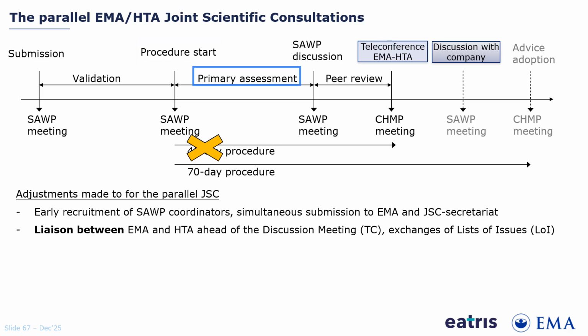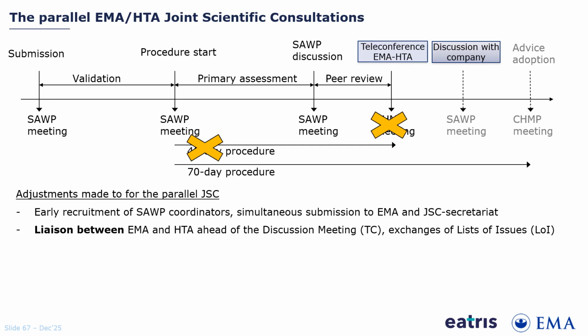The primary assessment is then carried out by the HTA assessor and co-assessor on HTA's side and two scientific advice working party coordinators on EMA's side. Ahead of the discussion meeting, there is structured liaison between EMA and HTA, including a teleconference to exchange preliminary views.